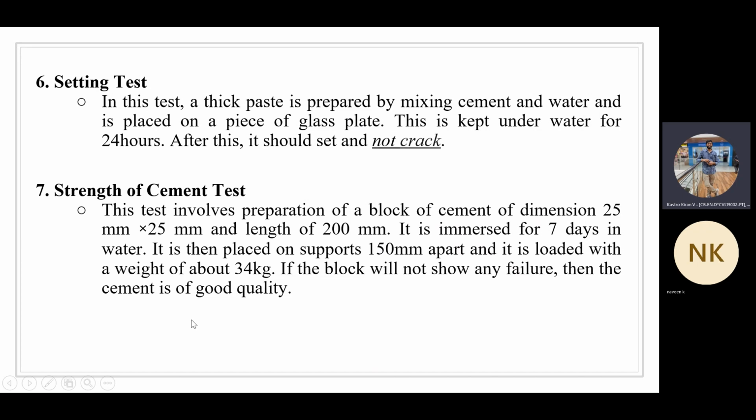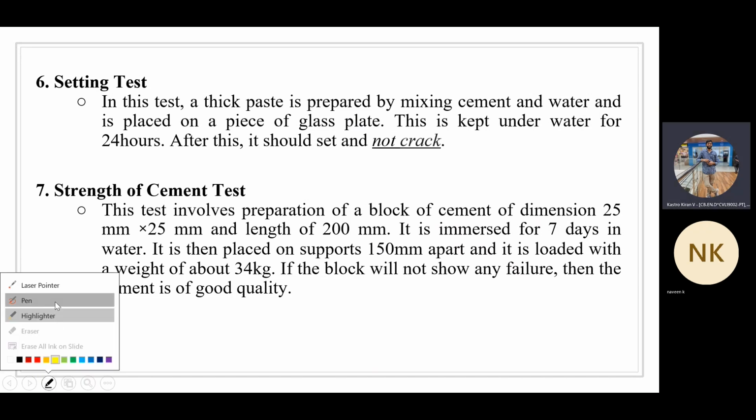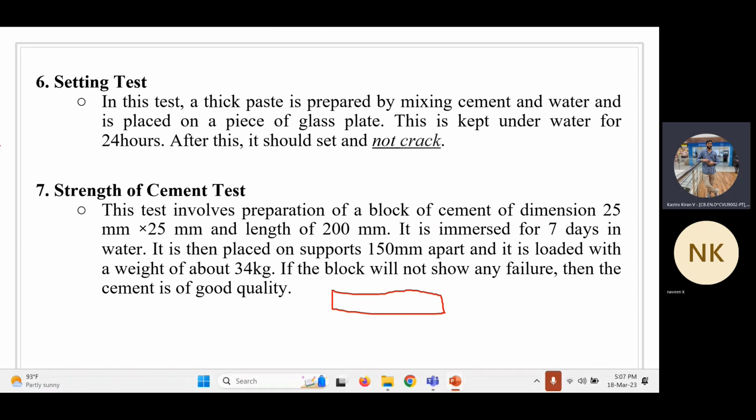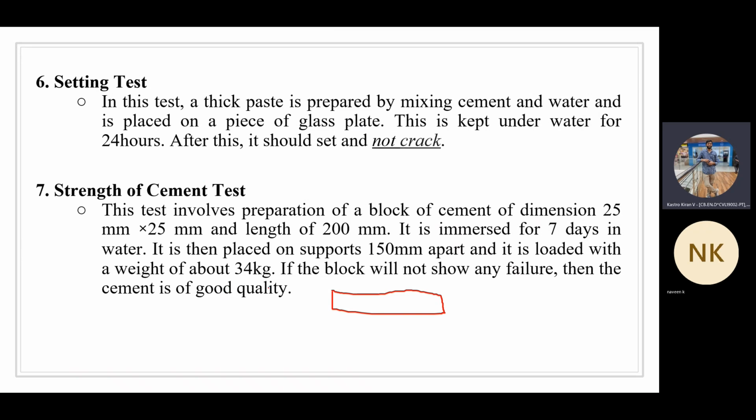Let me draw a simple figure here so that it will be better understood. We are going to make a cement sample in this way. The picture is not exactly a rectangle, but just consider it as a proper rectangle. You are going to prepare a block of cement with the dimension of 25 by 25 by 200 mm length, and keep this entire setup in water for 7 days.